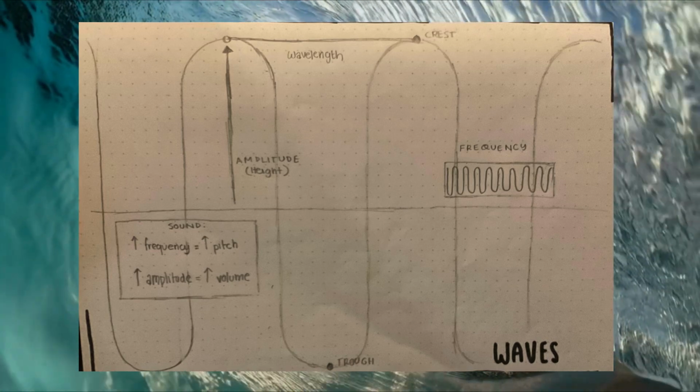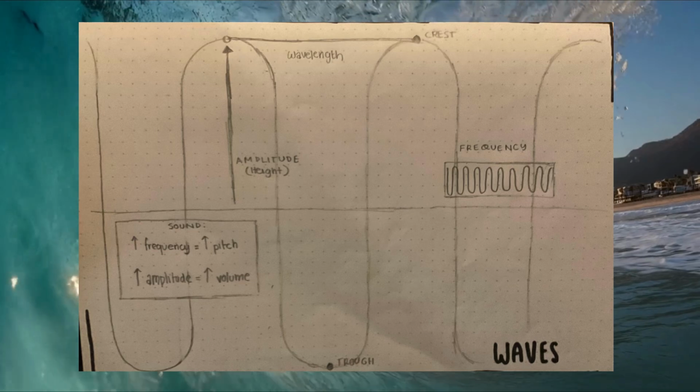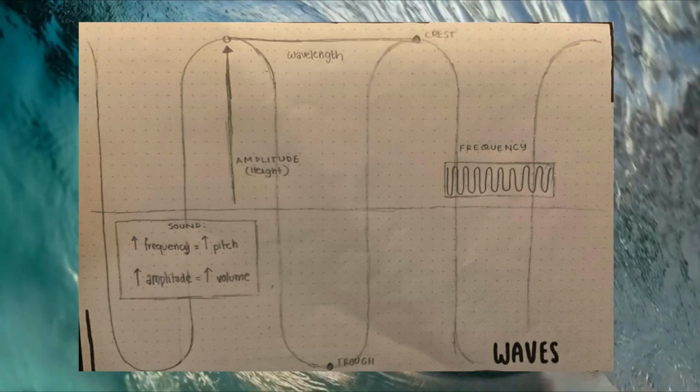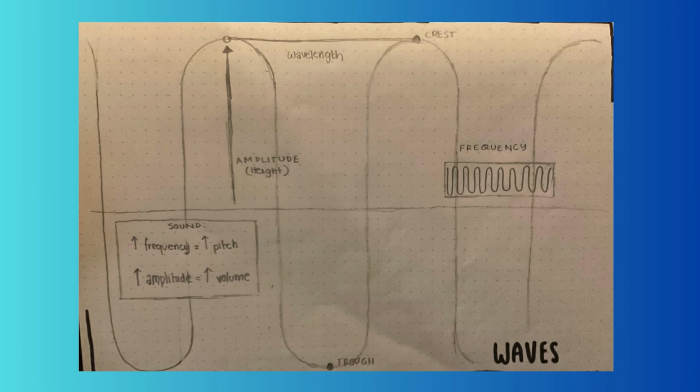So, let's start at the small box to the left. It says sound. If there's a higher frequency, there's a higher pitch. If there's a higher amplitude, there's a higher volume. So, what are frequency and amplitude?